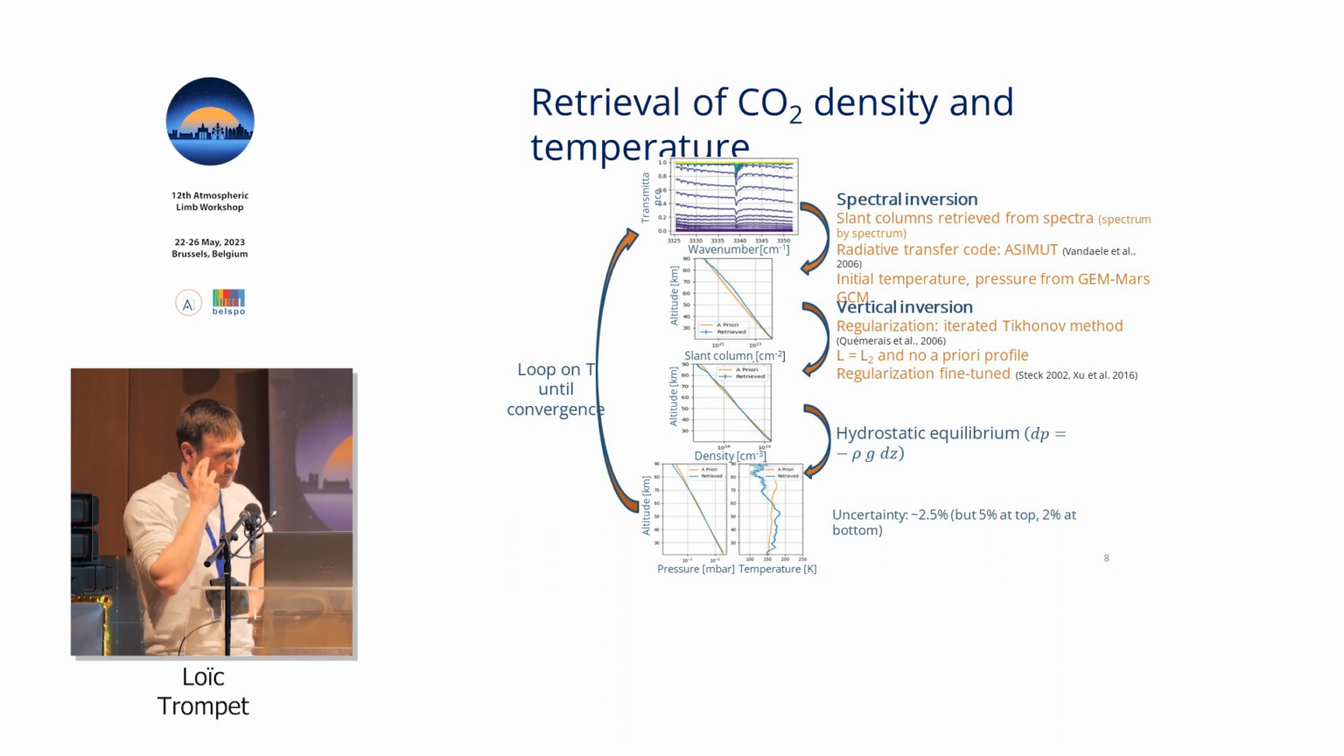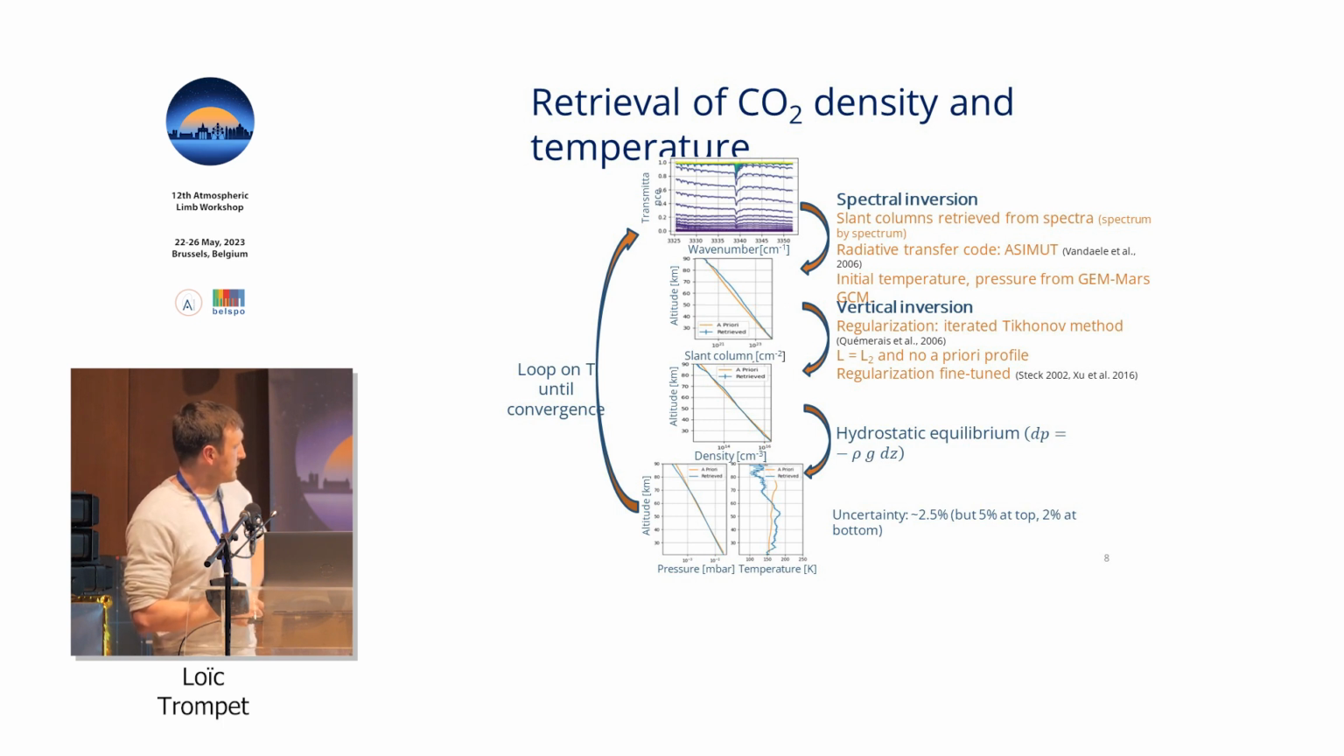For the retrieval of CO2, we do it in several steps. This is similar to what we have seen for GOMOS. First we have a spectral inversion, so we invert the transmittance spectra into slant columns, and this is done with the Azimuth program, which is a full line-by-line radiative transfer code. And for the initial temperature and pressure, we use the GEM-MARS GCM.